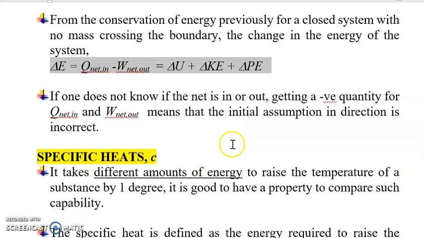Now, if one does not know if the net is in or out, and we have used this equation, and in the end you get your Q net in negative and W net out to be positive, then it means that the initial assumption in direction is incorrect. So that means if you here assume Q is positive, but you got Q to be negative, that means the net is going out instead of in.